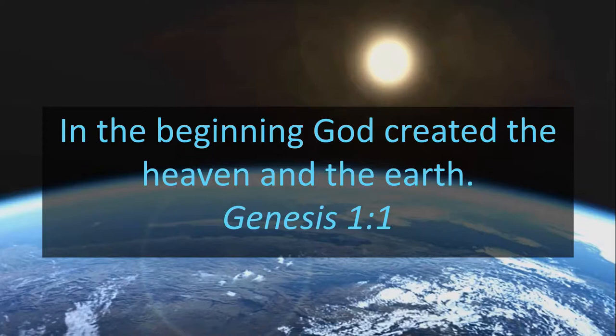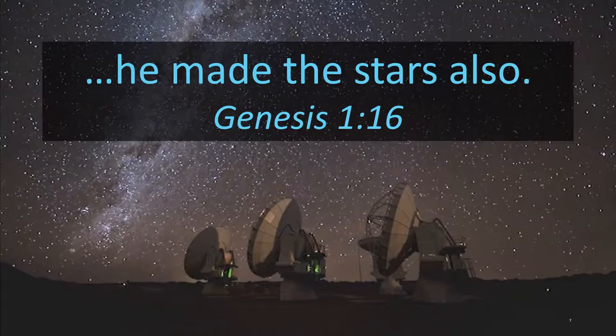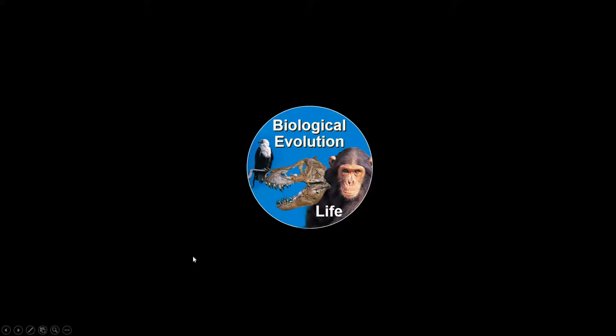So, the Bible teaches in Genesis 1:1, in the beginning God created the heaven and the earth. And Genesis 1:16, he made the stars also. It's almost like, you know, no big deal. You know, God, he made the stars. It's not that tough for the Lord. But when we walk through this, you'll see how amazing the stars and the galaxies are.